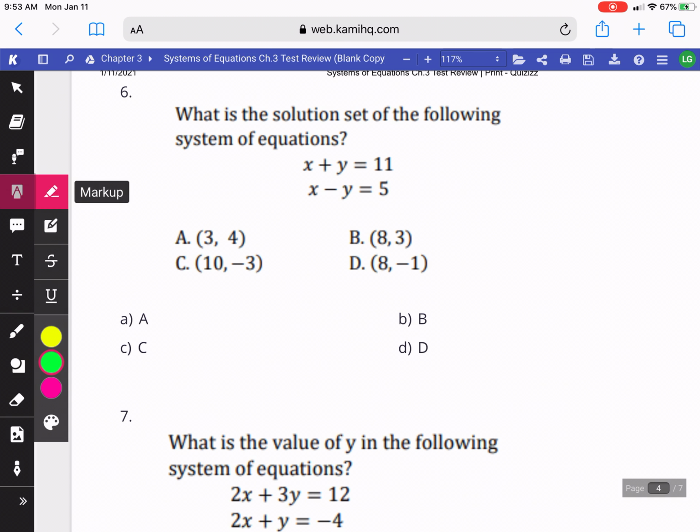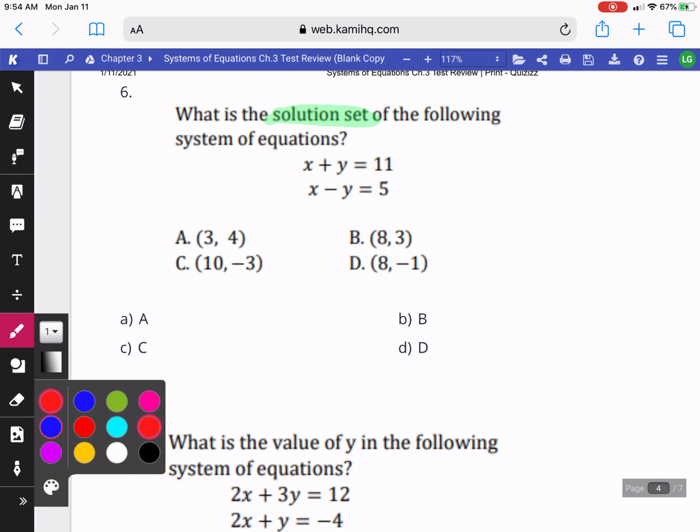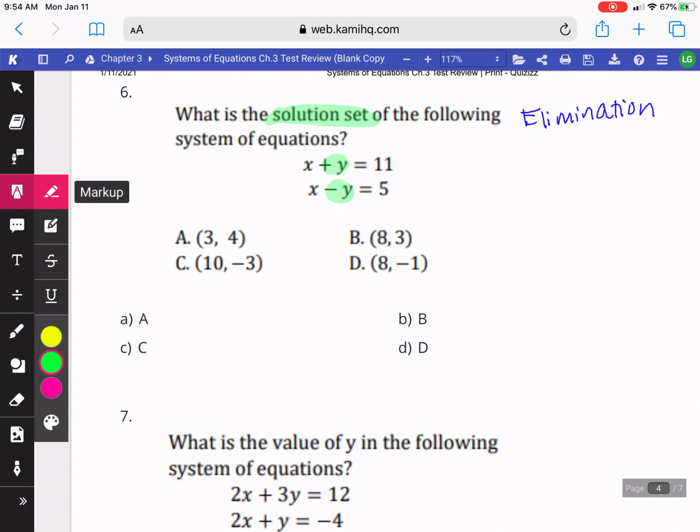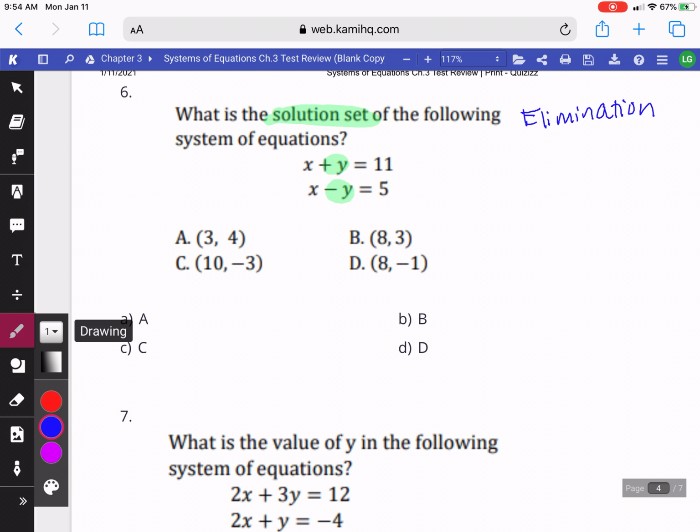This next problem wants the whole solution set. And this time, they're both in standard form. So I'm going to have to use the elimination method. So here I notice that I have positive y and negative y. Since those are opposite signs, these will eliminate or cancel. So I can already eliminate those. 1x plus 1x is 2x, and 11 plus 5 is 16. If I divide those by 2, I get x equals 8 as my answer.